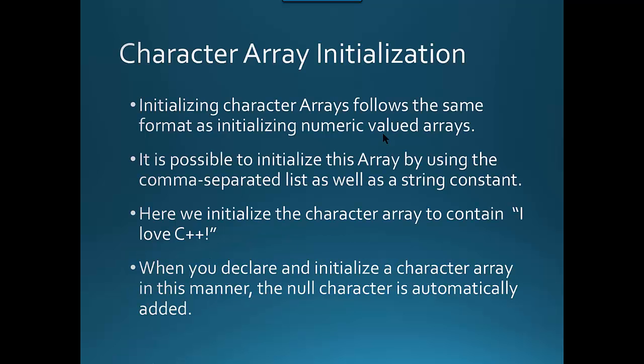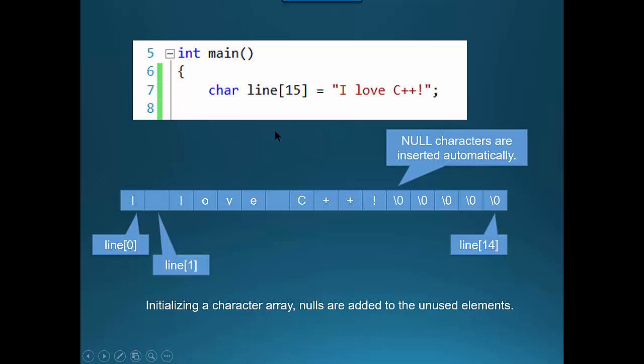So how do we initialize a character array? Well, you can initialize a character array like this. Here we've declared a character array with 15 elements called line, and then it's the same as assigning a string into a string, it's just you're using a character array. And you can see here we have I love C++, and then we have our null characters inserted automatically. C++ will automatically put the null character in there. You don't necessarily have to do that explicitly yourself with a character array.